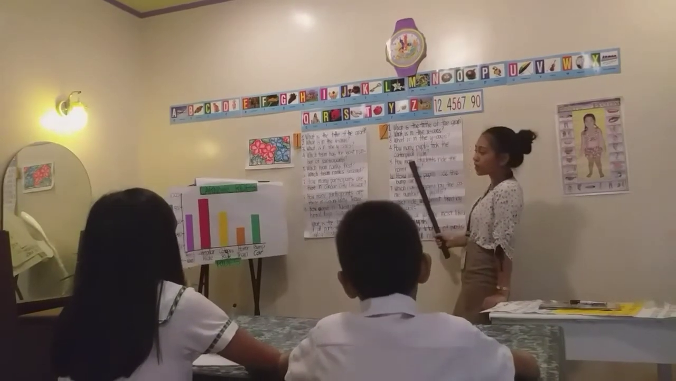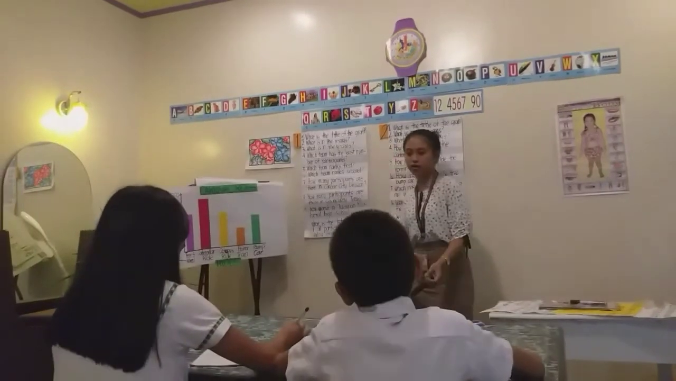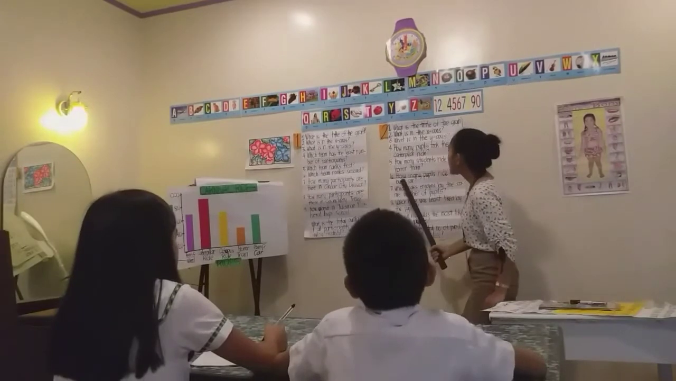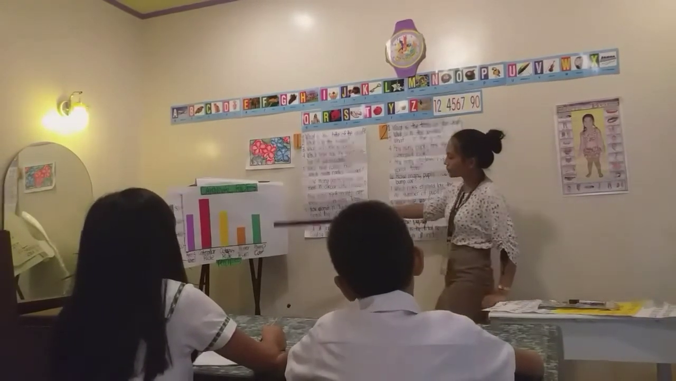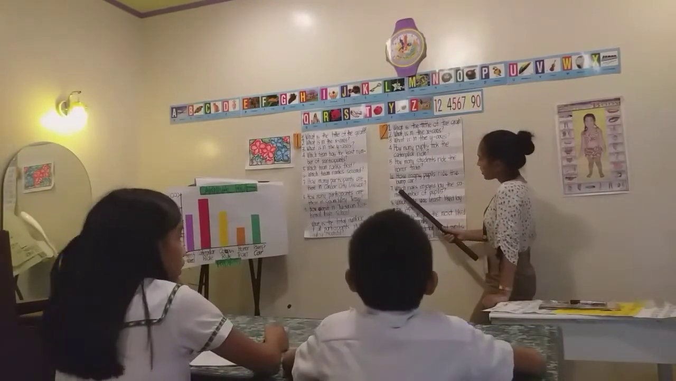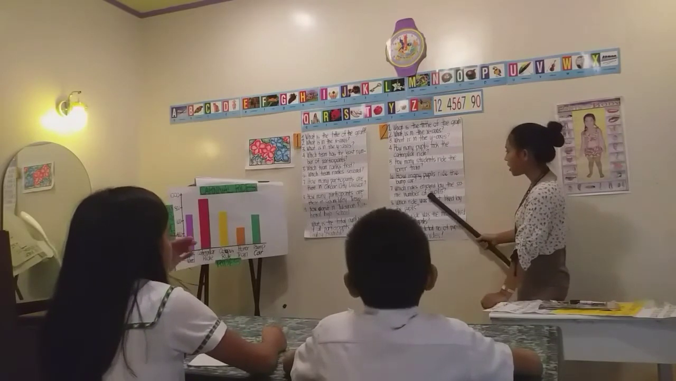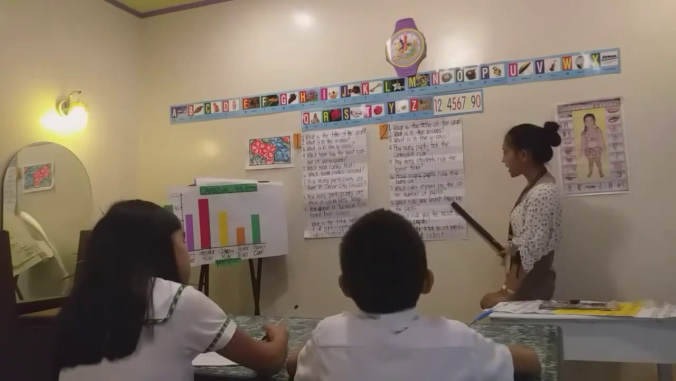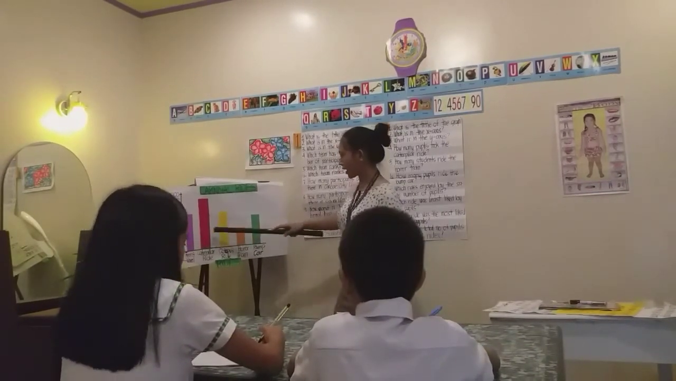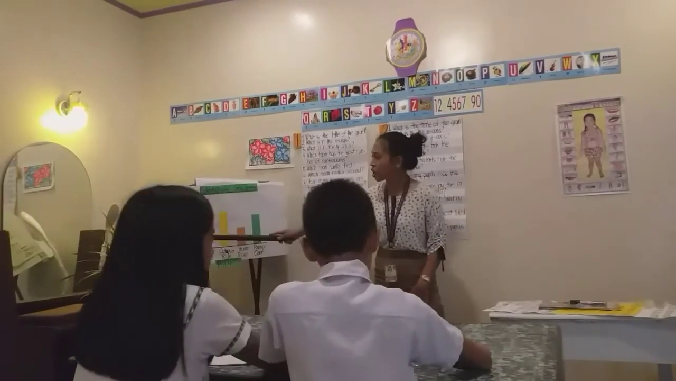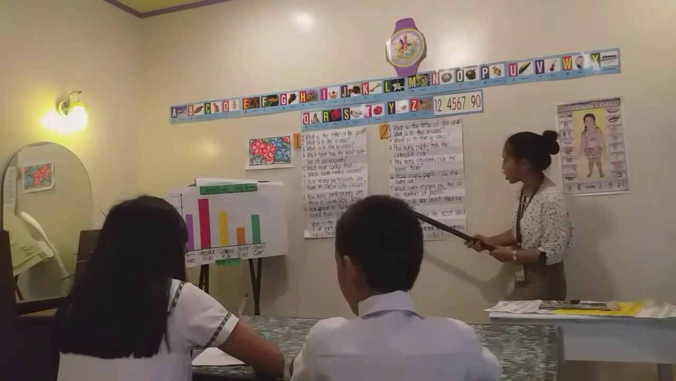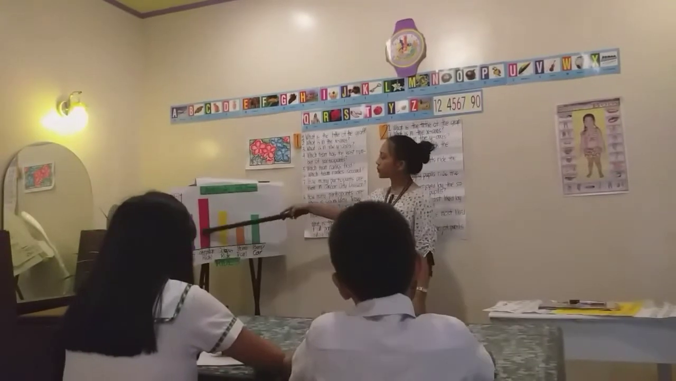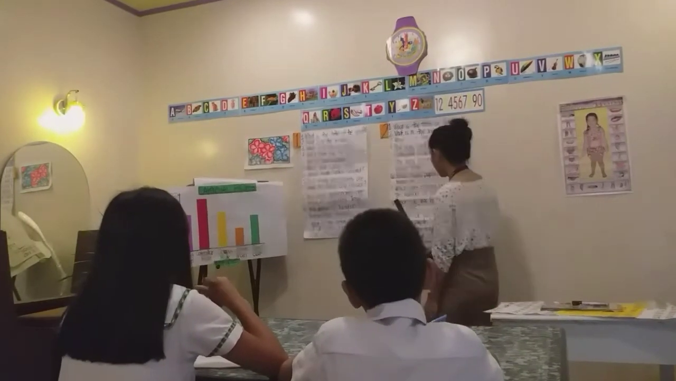How many pupils took the caterpillar ride? 900. Very good. Number 5. How many students rode the horror train? 400. Okay. How many pupils rode the bumper car? 600. Number 7. Which rides were enjoyed by the same number of pupils? Ferris wheel and the octopus ride. Number 8. Which ride was least liked by pupils? The horror train. How many pupils? 400. Number 9. Which ride was the most liked by the pupils? Caterpillar ride. How many pupils? 900.